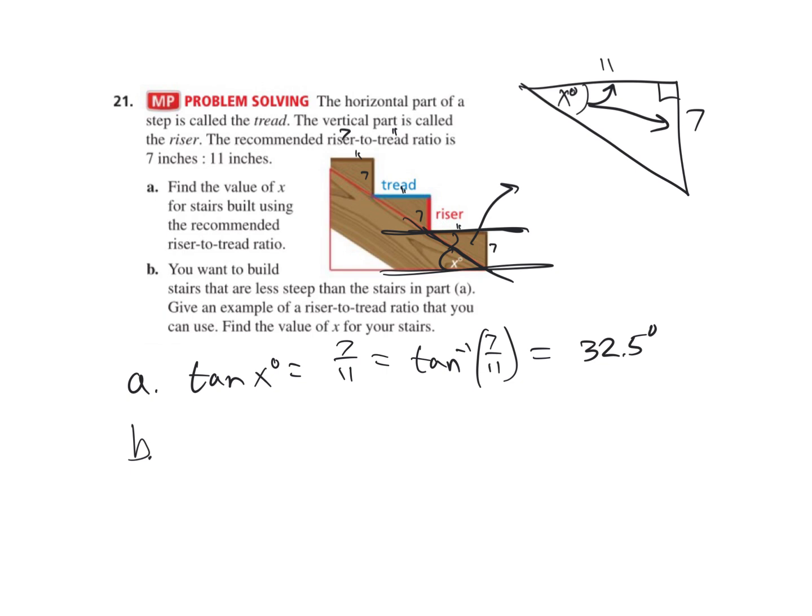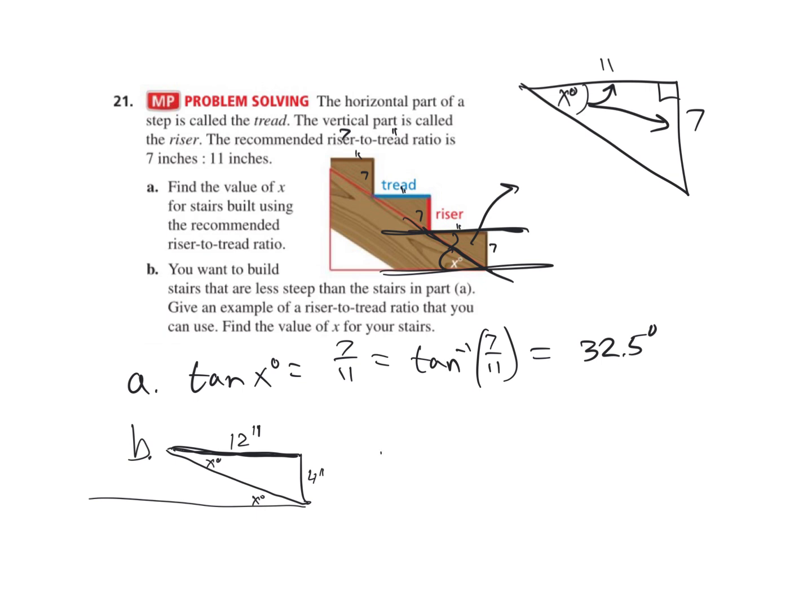Okay, so let's just say if we lower the riser and leave the tread the same, we could even make it longer. So let's say we have the riser being only 4 inches, and the tread we're going to increase to 12 inches. That's definitely going to make a less steep angle, right? So again, alternate interior angles.